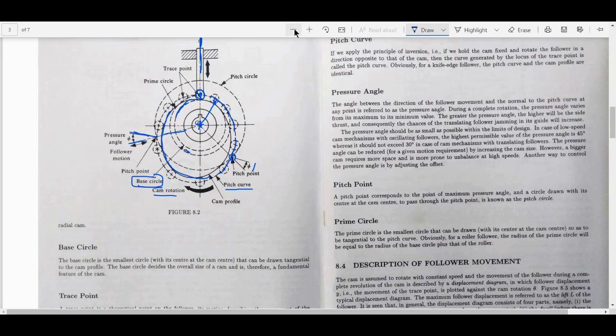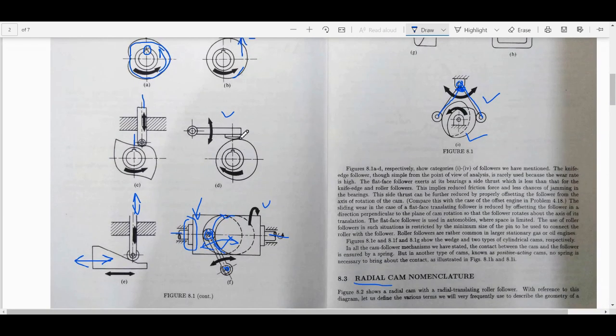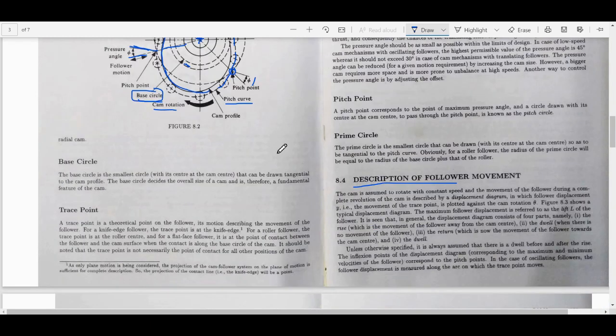Now the next pages in the book are a description of follower movement. They talk about when this one moves, there is a displacement y that it takes, and that y as a function of theta is what they are talking about. And they will have a lift, and they'll have a dwell, and they'll have a return, and they'll have another dwell. This is very common for cams.